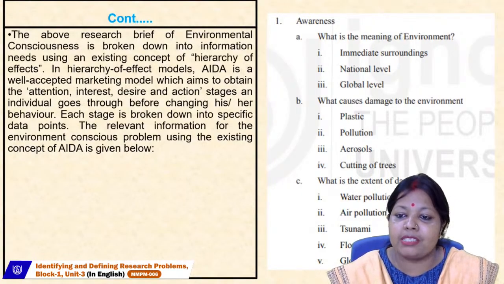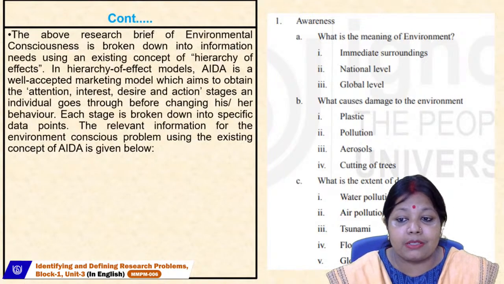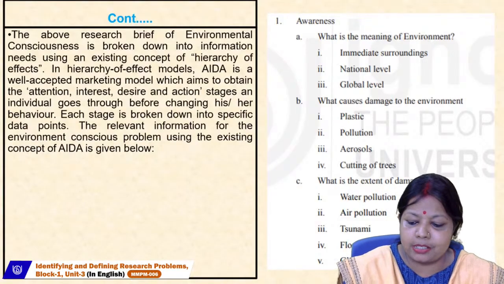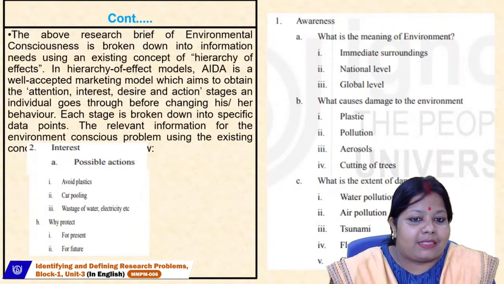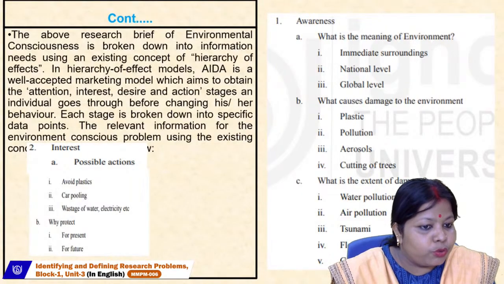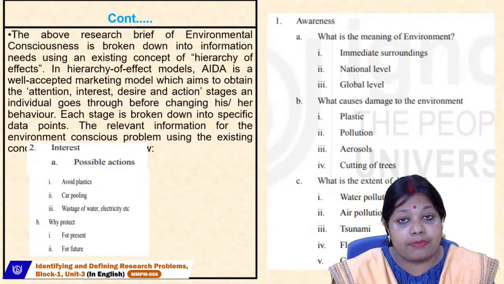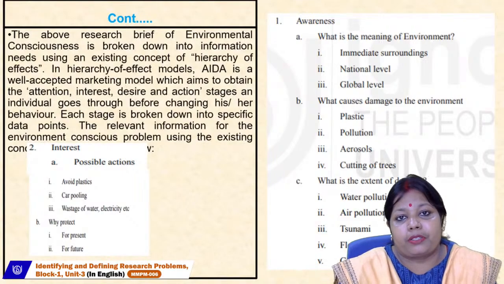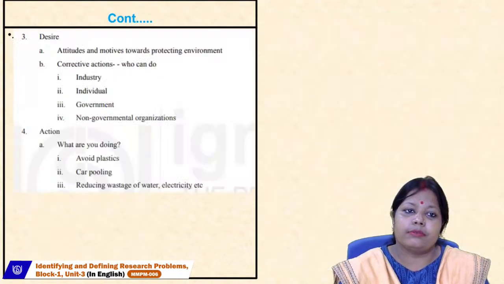The third question is, what is the extent of damage? Water pollution is responsible. Extent of damage is air pollution, tsunami, floods, global warming. So many reasons are there. What is the extent of damage? That should be understood. Then, what are the possible actions? Should we avoid plastics, or carpooling, or wastage of water, electricity, etc.? Should they be avoided or taken care of? Or why to protect? Last but not the least, why to protect, for the present or for the future?